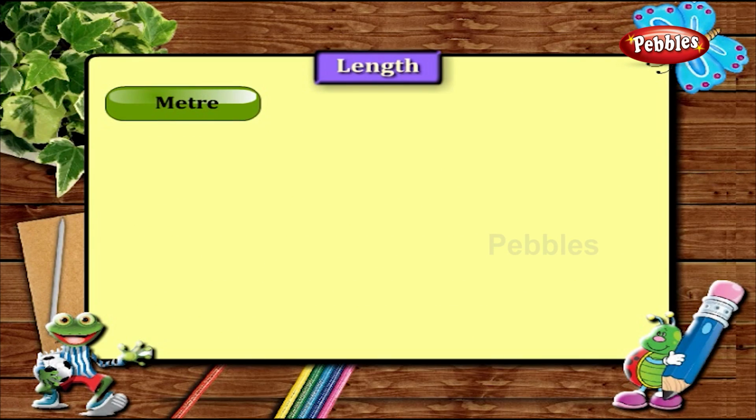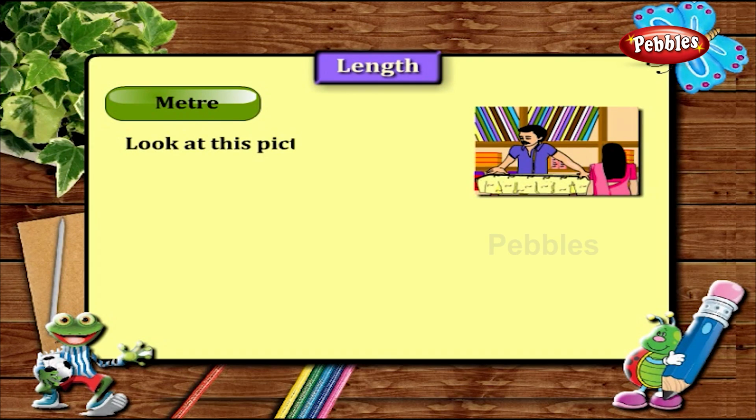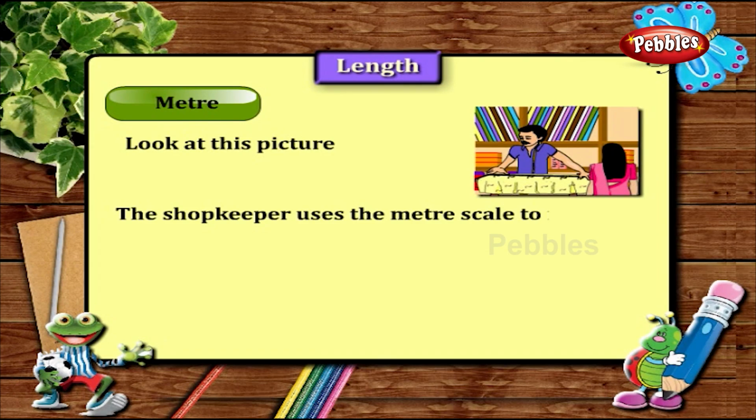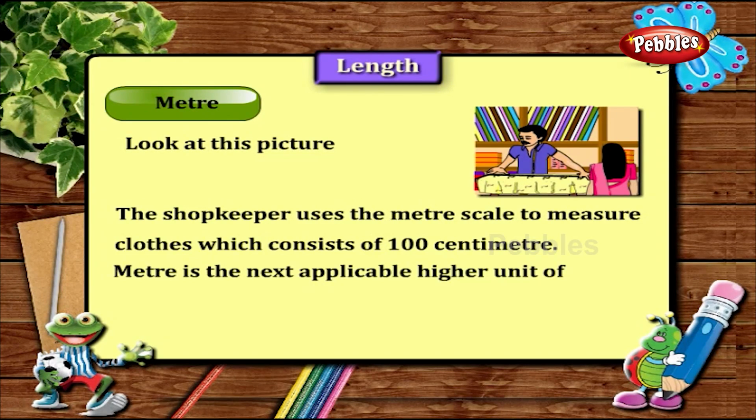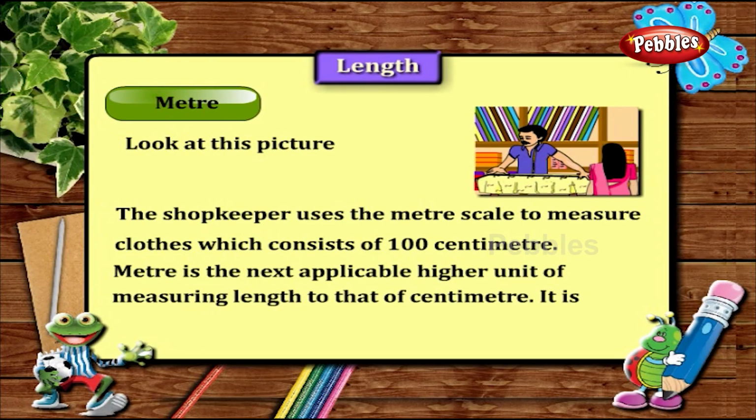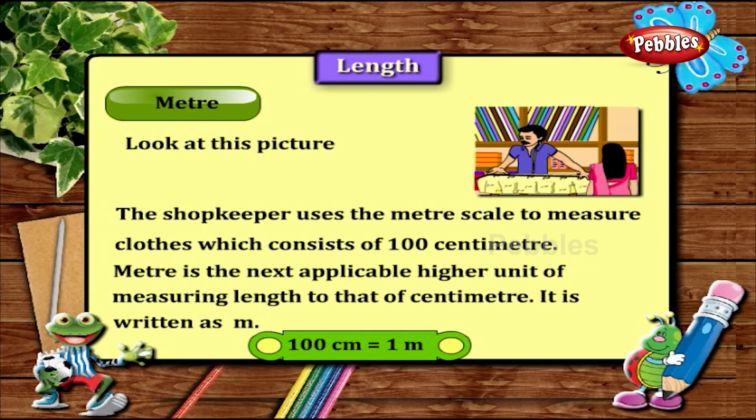Meter. Look at this picture. The shopkeeper uses the meter scale to measure clothes which consists of 100 centimeters. Meter is the next applicable higher unit of measuring length to that of centimeters. It is written as m. 100 centimeter is equal to 1 meter.